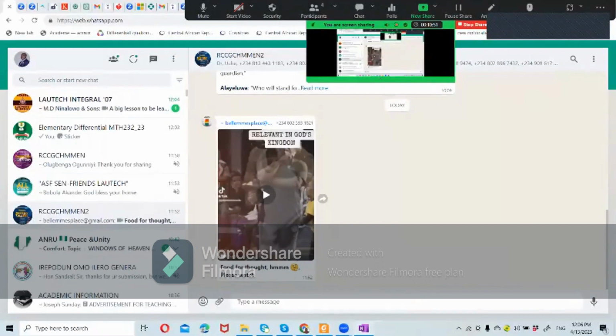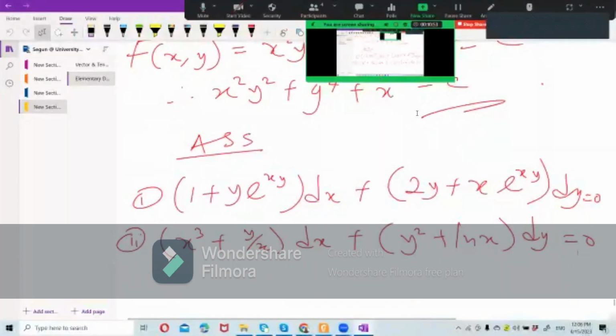And the class of elementary differential equations. We'll be looking at the method of undetermined coefficients today. And I believe at the end of today's class, we will all be able to solve some of those problems that we can see and be able to apply it in our day-to-day activities.